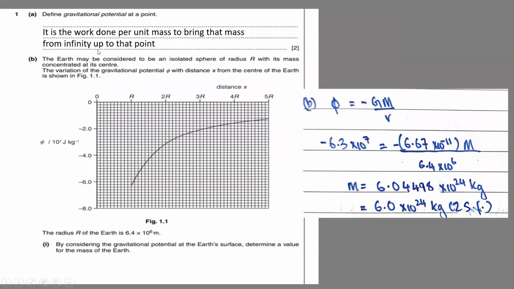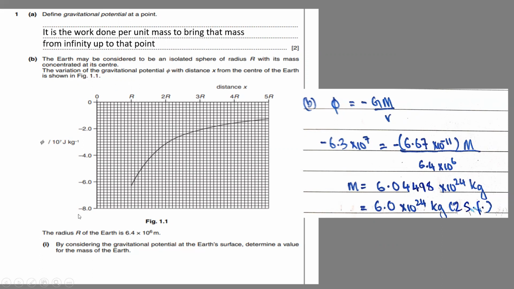All right, another question over here. Gravitational potential at a point. Remember, it's another definition question. It is the work done per unit mass to bring that mass from infinity to that point. They will usually give you graphs as such, where the y-axis is phi. Remember, it's times 10 raised to the power 7, and x is in radius.